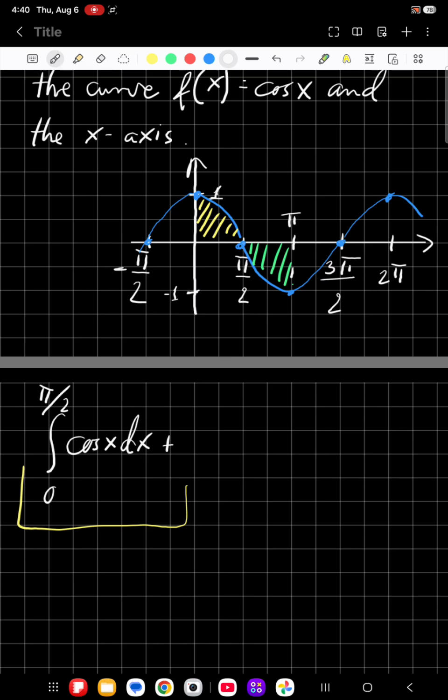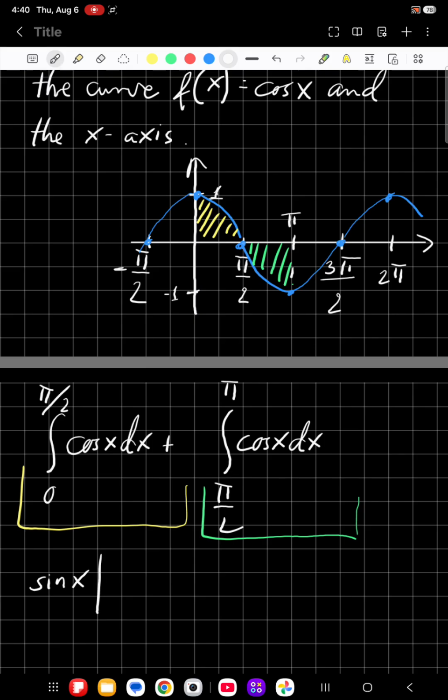Okay, so let's do it. Now I go from pi over 2 to pi. Again, cosine x dx. Okay, so this is the green area. And again, the integral of cosine x is just sine x. Evaluating from 0 to pi over 2. Then I have minus sine x. This time I go from pi over 2 to pi.